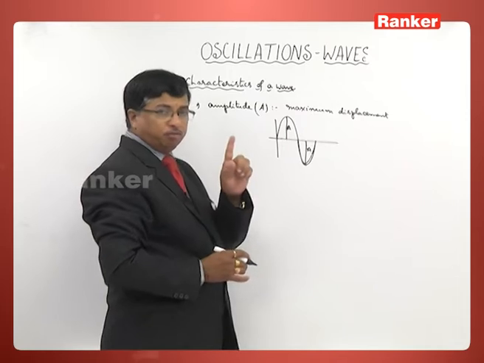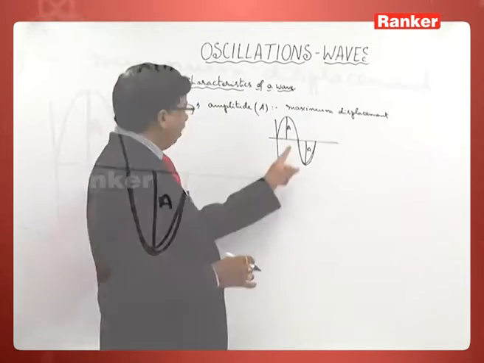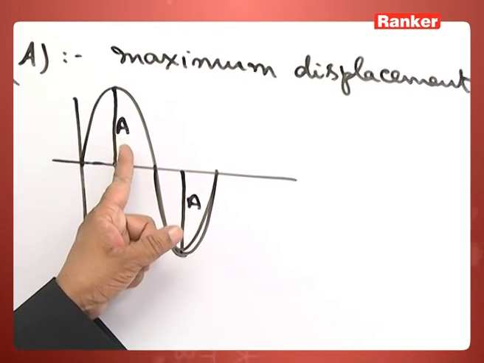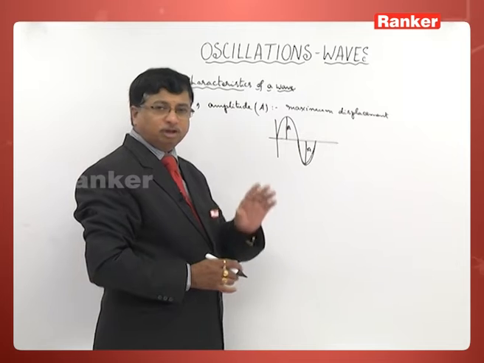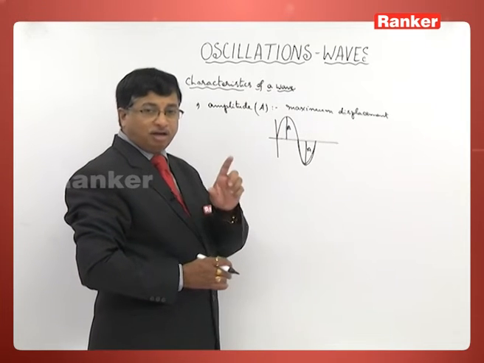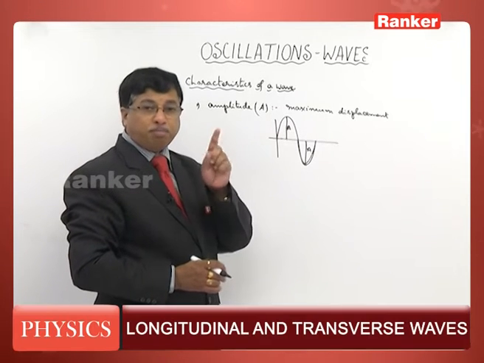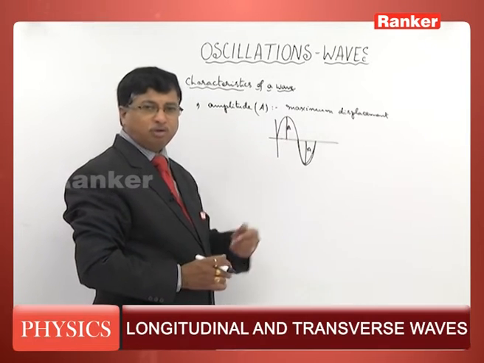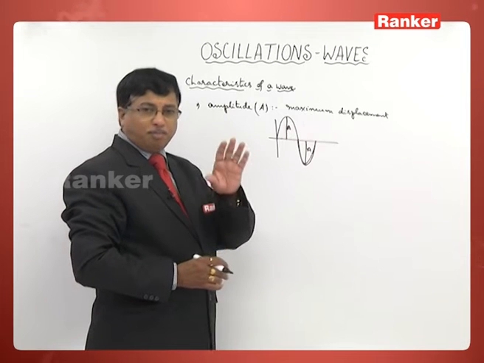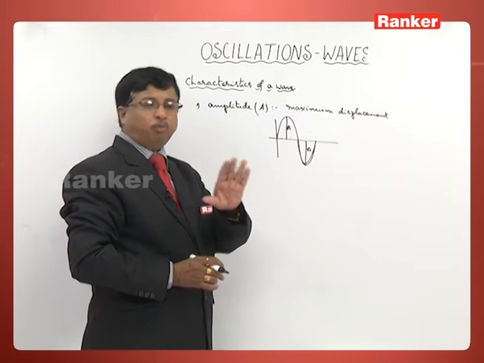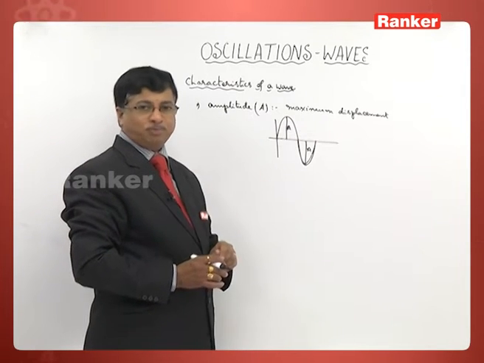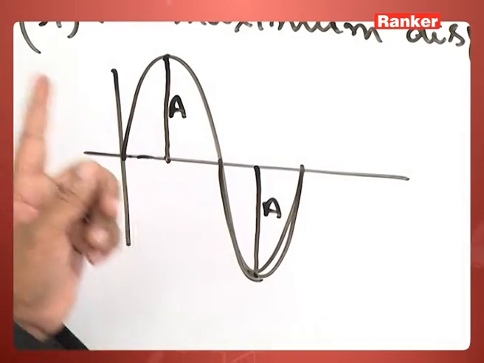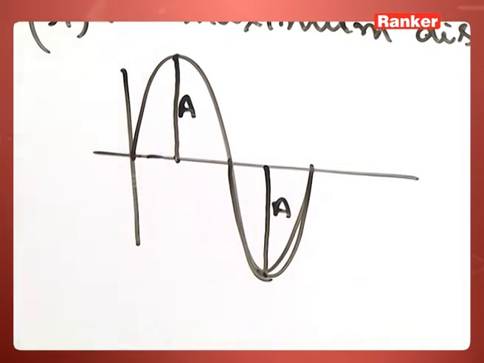As far as one wave is concerned, amplitude, whether you calculate it in a crest or in the trough, will be the same, unless the oscillations are damped ones. That we are going to deal with a little later. So, damped oscillations only will have variable amplitude. Otherwise, amplitude in a particular wave will always be a constant.